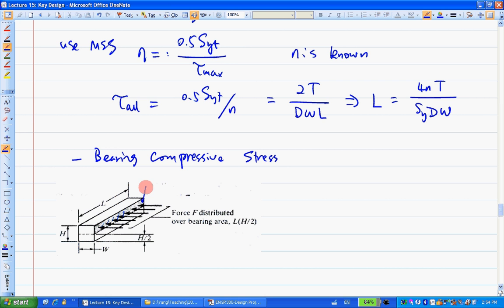Let's call that area AC. Here is AC, and this is the total force acting on this AC. Which means the sigma will equal the force over AC. That's your bearing compressive stress. And AC equals half of H, shaded here, times L. So half of H times L, that's AC. And F is the same as before, capital T over half of the diameter of the shaft. So that's the bearing compressive stress.